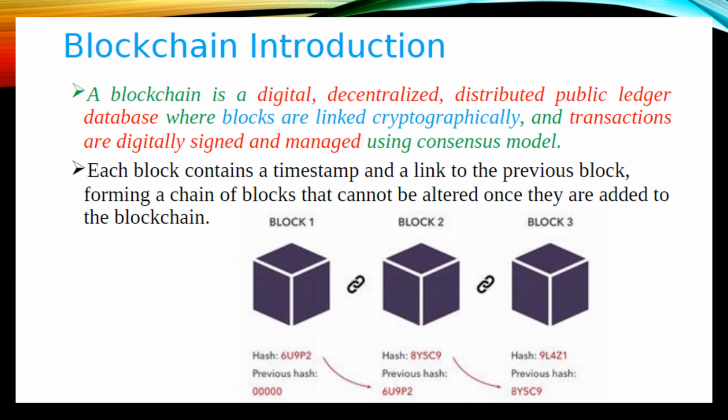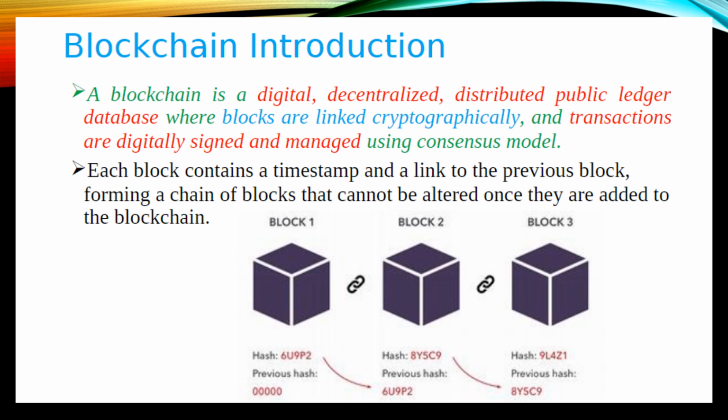Next we will see the definition of a blockchain. Blockchain is a digital, decentralized, distributed public ledger database where blocks are linked cryptographically and transactions are digitally signed and managed using a consensus model. Look at this picture. You can see the blocks are connected together in a chain manner. Each block consists of data, a hash and the previous hash.